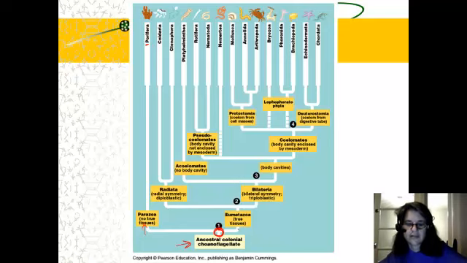Then we've got this branch over here that leads to all of those animals that do have at least true tissues. So that's the first separation. No true tissues, true tissues. Okay? Now, there was a common ancestor represented at this nexus right here, that then gave rise to all the bilaterally symmetrical organisms.